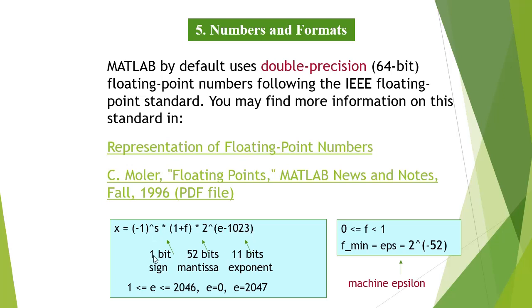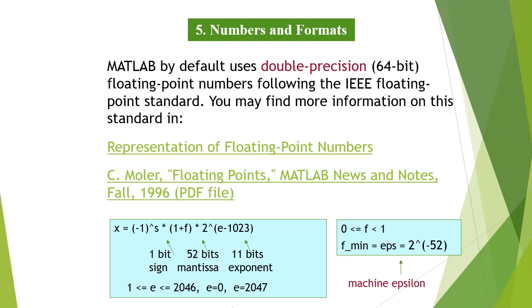So this can be 1 bit assignment. This can be 52 bits because this is the multiplier. Then this can be an exponent, which is about 11 bits. Okay, which will be something like this, which is the machine epsilon.